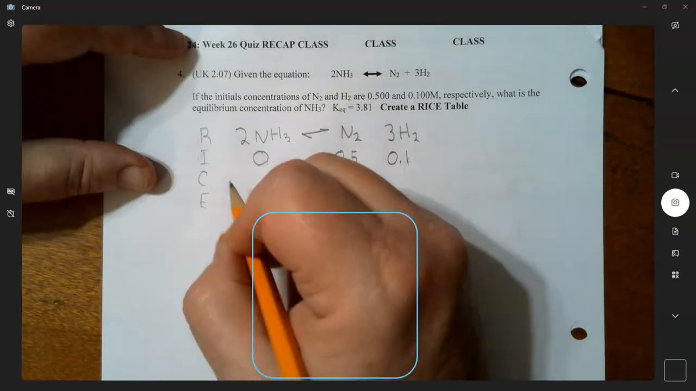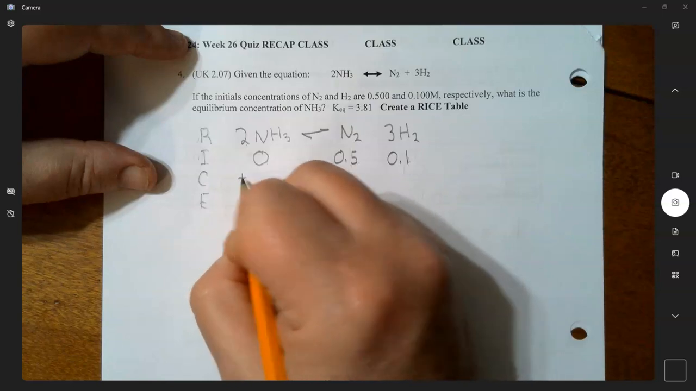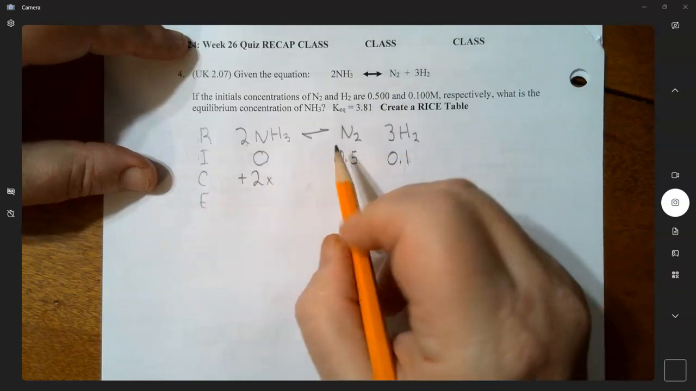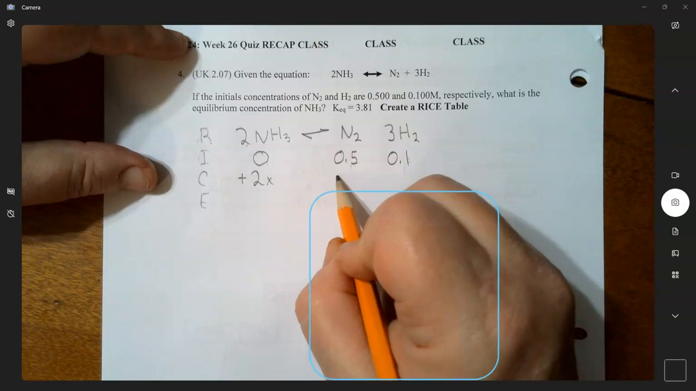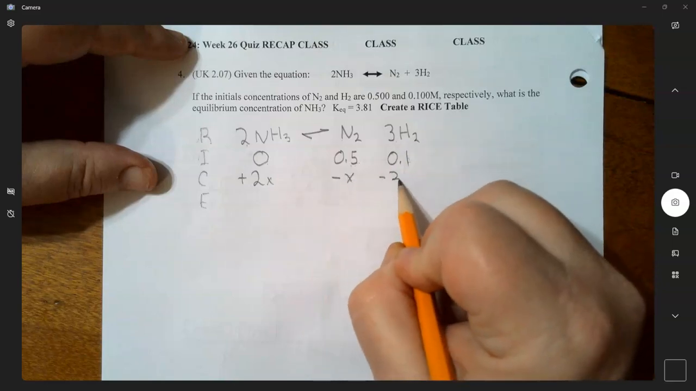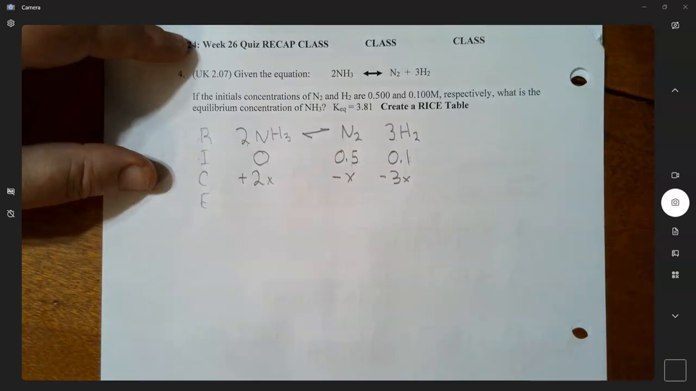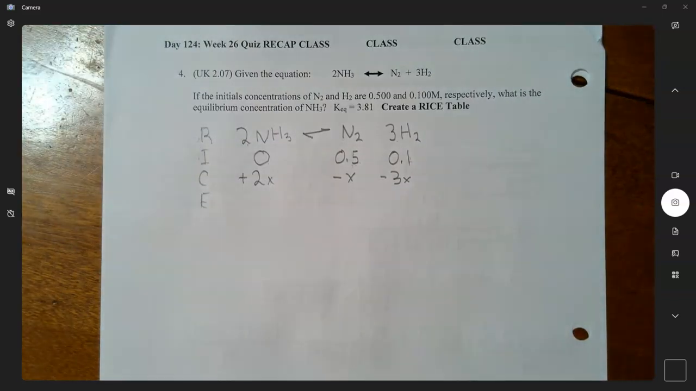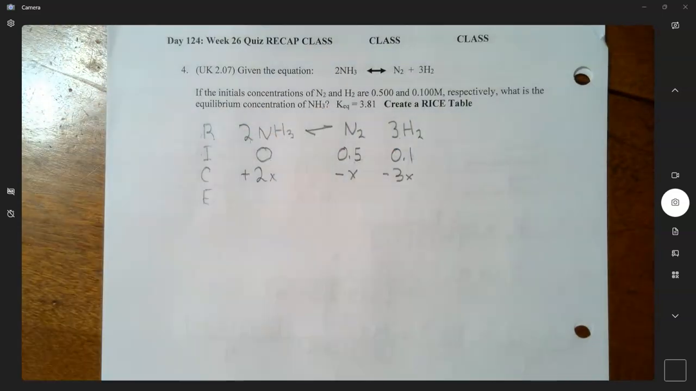So this is going to be, there's a 2 coefficient, plus 2x. This is a coefficient of 1, so it's going to be minus x. Coefficient of 3 is minus 3x. Just think about that for a second, how this is working.